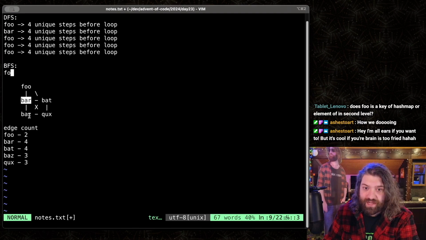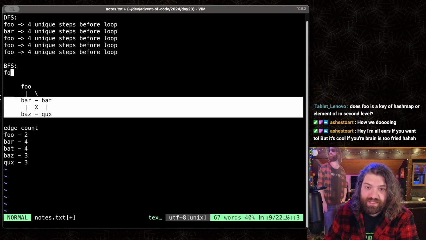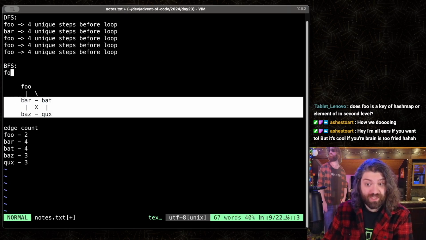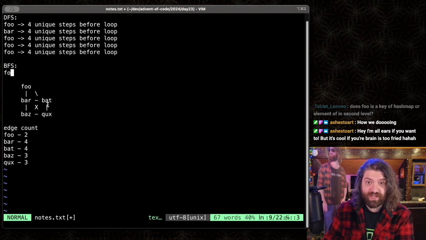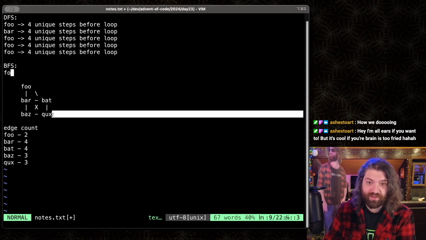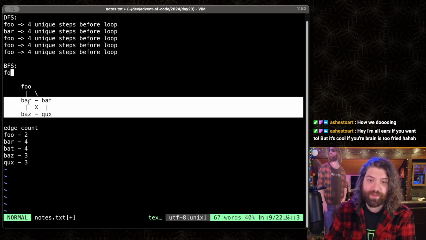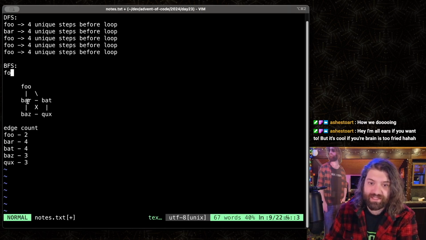So bar has an Ethernet cable to Baz, to QUX, and to bat. This is what we're looking for. Visually, this is very easy to spot. But when we have 1,800 computers or whatever the example has, it gets really hard. So we need to come up with code that tells us what's going on here.